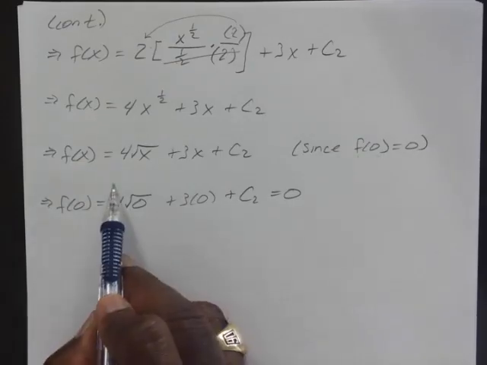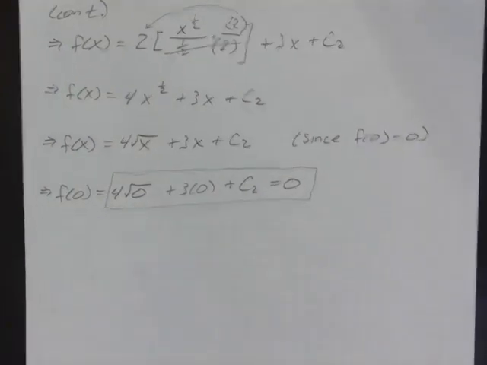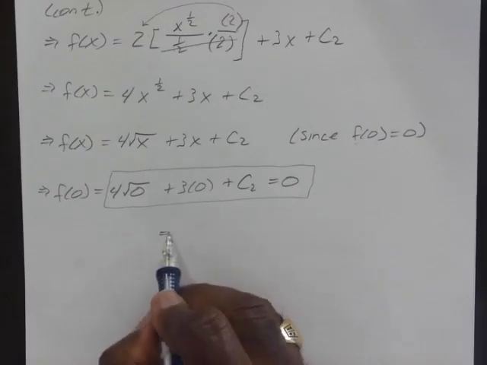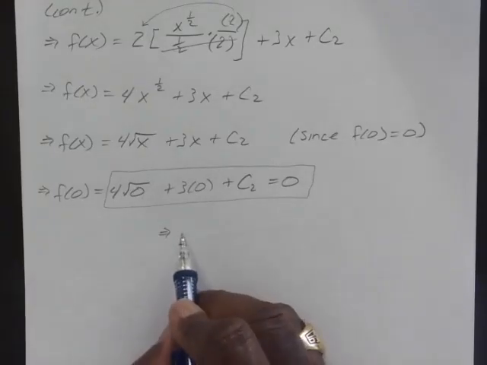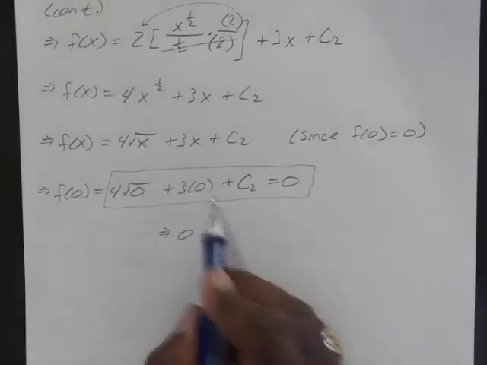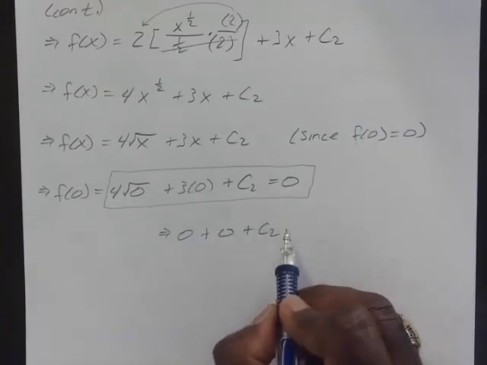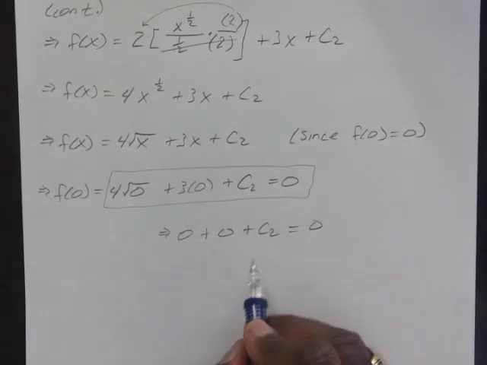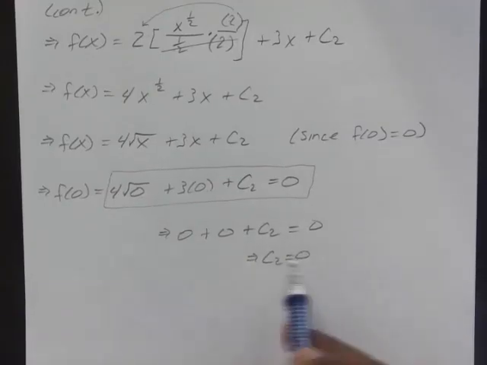Okay. So again, we're just going to focus on this part of it. So 4 times square root of 0 is 0. And you really don't have to write this part. You say 0 plus 3 times 0 is 0. Plus C number 2 is equal to 0. You could have just wrote C number 2 is equal to 0, and that would have been fine.